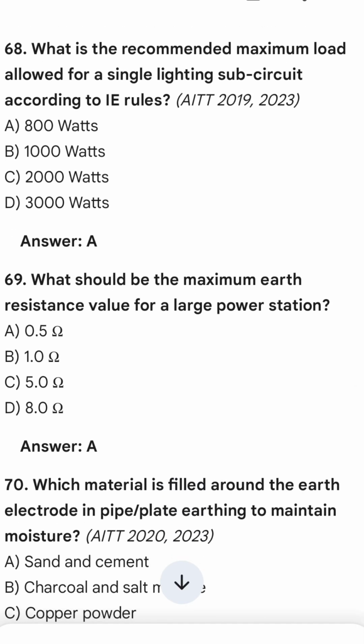Question number 68. What is the recommended maximum load allowed for a single lighting subcircuit according to I rules? AITT exam 2019 and 2023. Option A, 800 watt. Option B, 1000 watt. Option C, 2000 watt. And option D, 3000 watt. Option A is the correct answer.